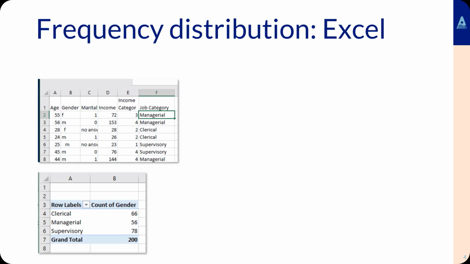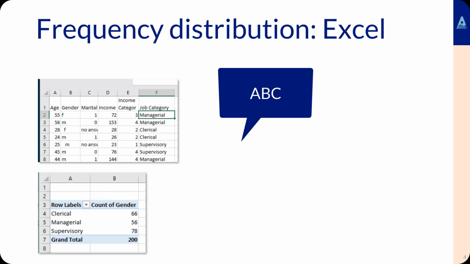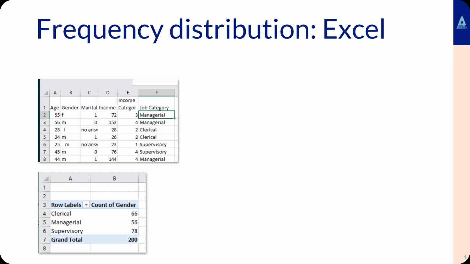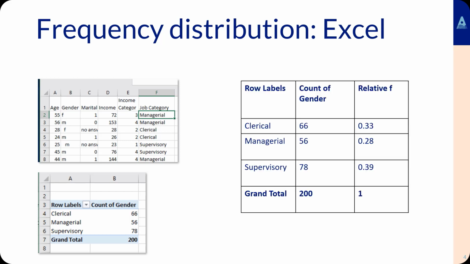So in Excel, we use a tool called Pivot Table. The Pivot Table tool enables us to group everything by job categories and count the number of jobs in each category. So you can see there's an example of what the Pivot Table tool does. When we run the Pivot Table, and the instructions will be in the assignment, we get these counts of different job categories. So you can see that 66 of the records were clerical, 56 were managerial, and 78 were supervisory.